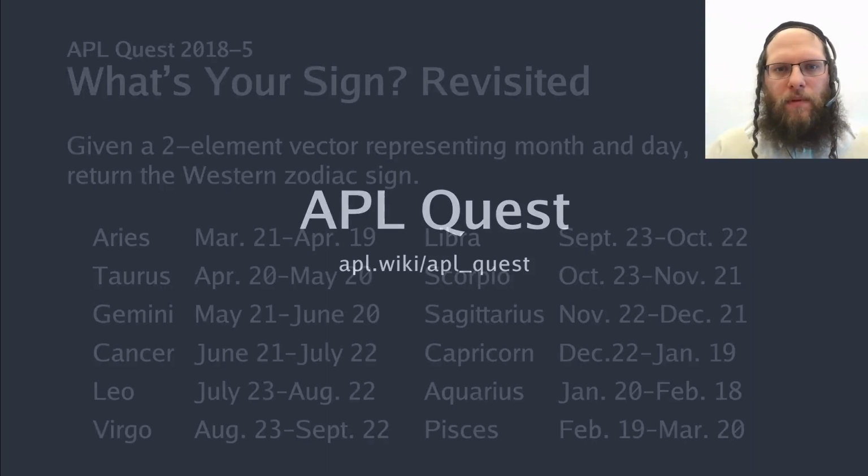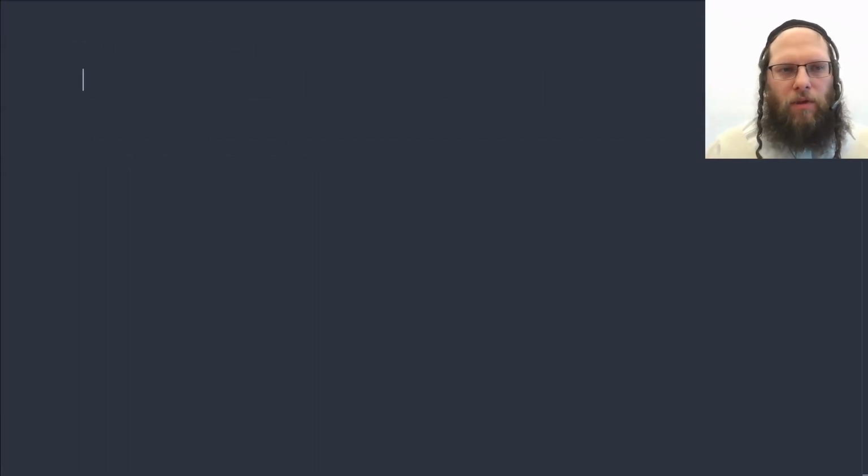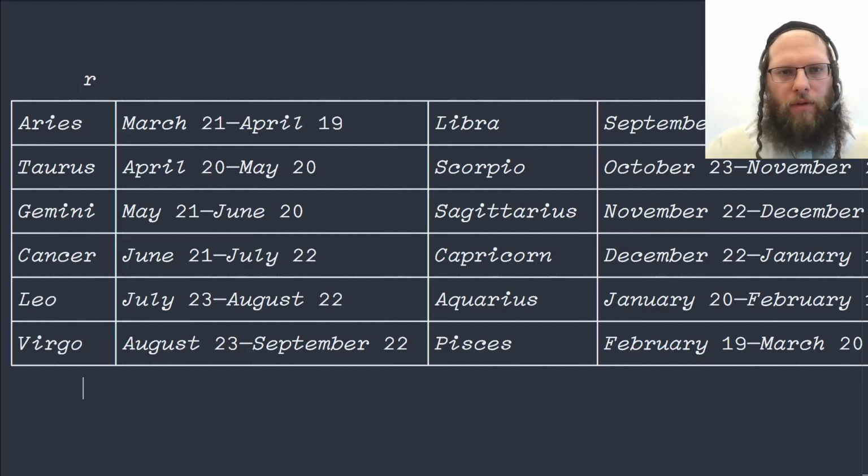Hi. This time we're going to compute the zodiac sign approximately. We're given two numbers, one for the month and one for the day. It's given as a table on the problem description website, but I've imported it here. I'm not going to go into how we get it in. There are various ways to do that.